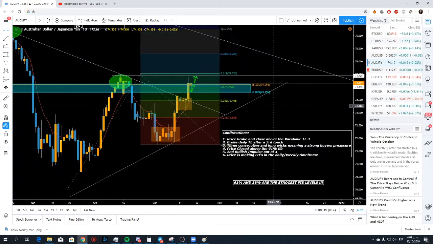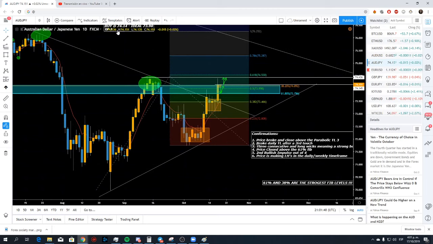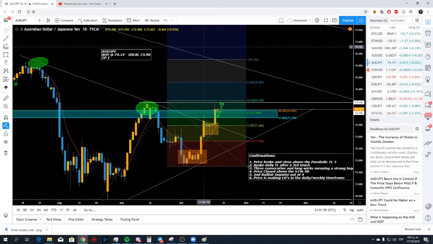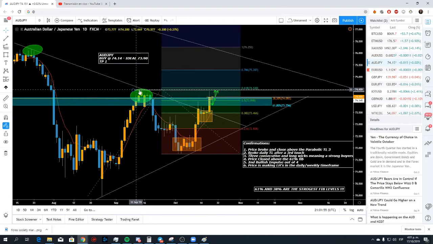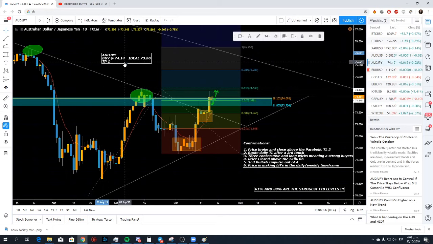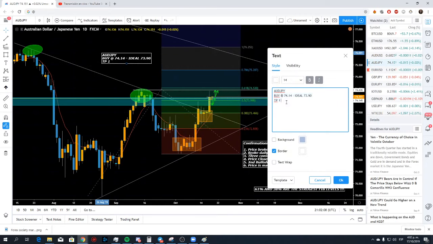this level. Let me bring it down. Or take profit one would be the top of this lower high that lines up with this fib extension, with this 61. And it will be 74.43, 74.40. Take profit two will be this one, 75.